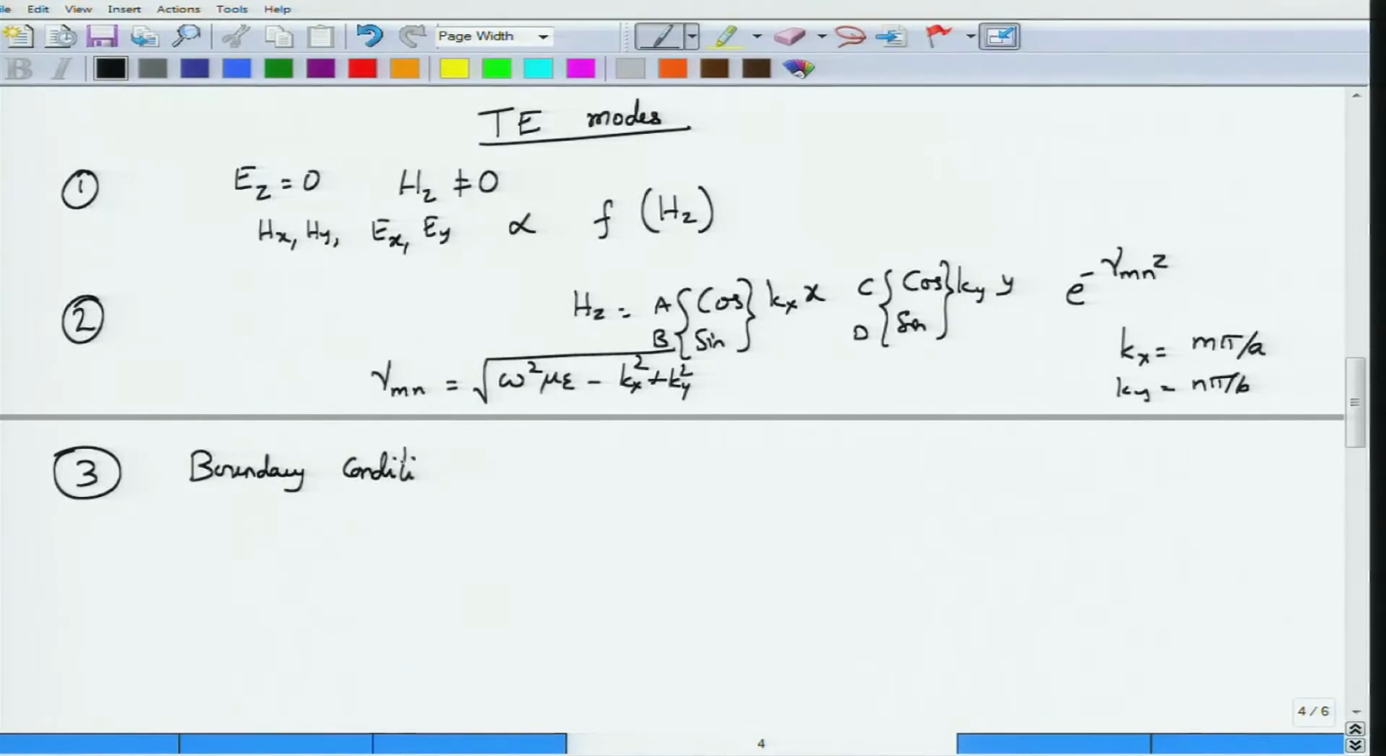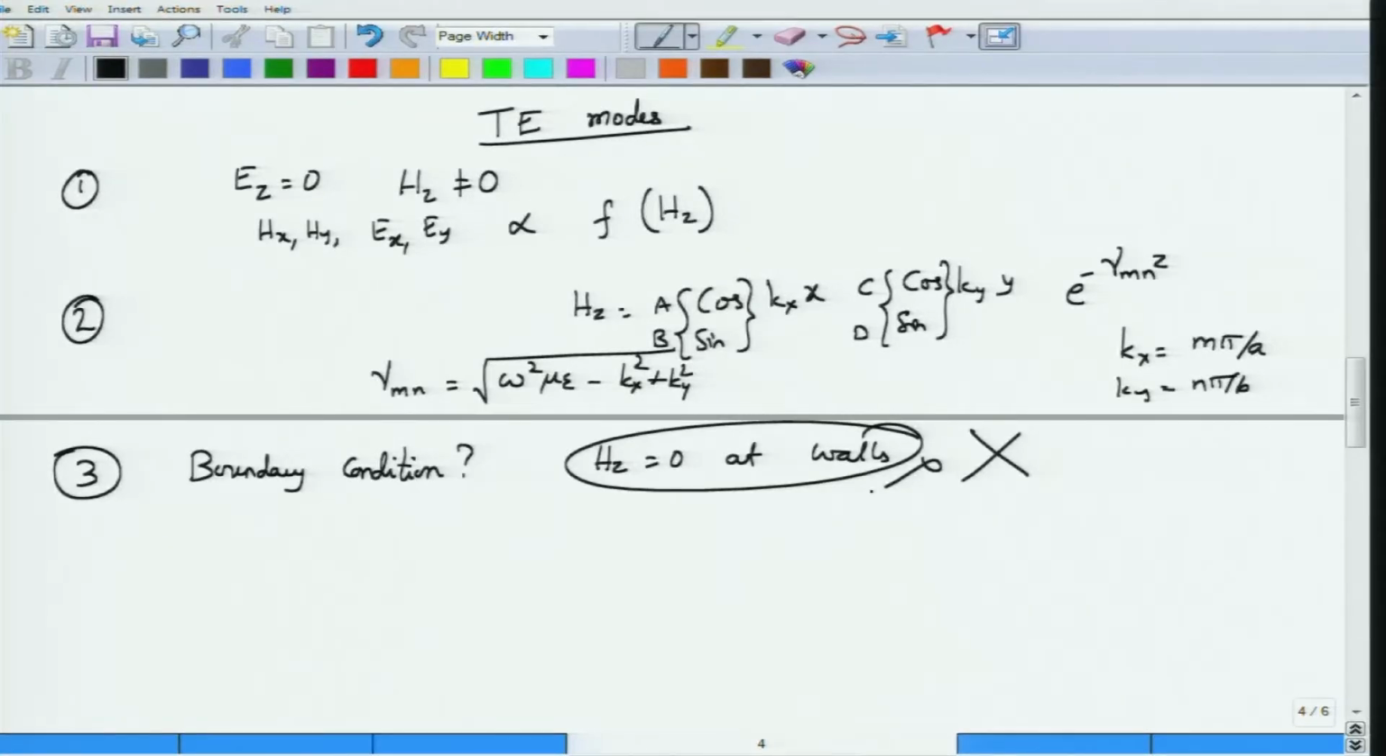What should the boundary condition for Hz be? Does Hz go to 0 at the walls? No, this is not true, this is wrong, because Hz happens to be the longitudinal component for the walls, and those components, or the tangential components, will not go to 0 at the waveguide walls.